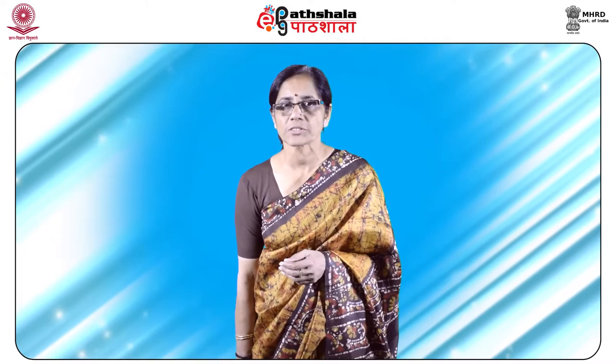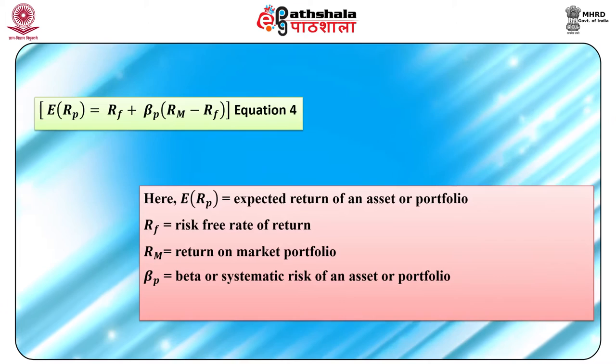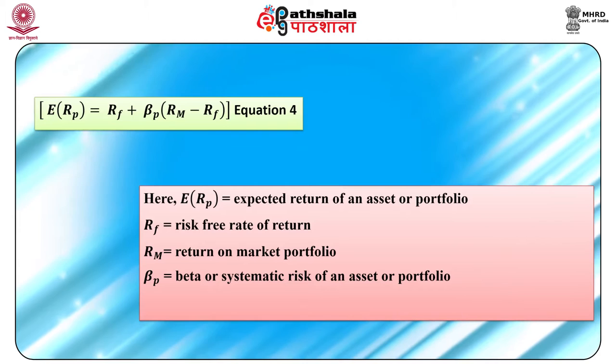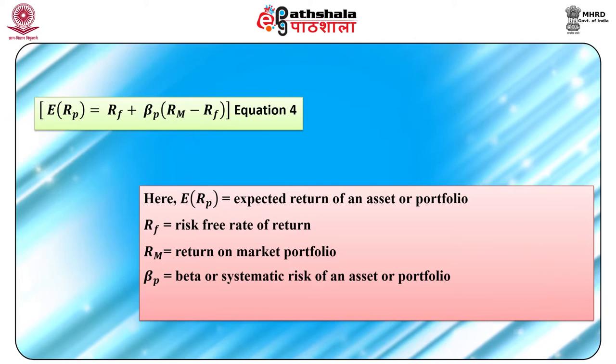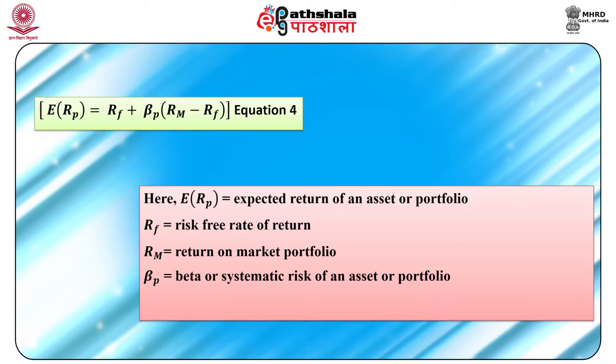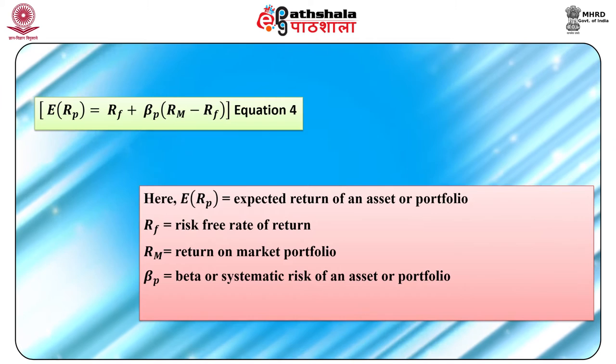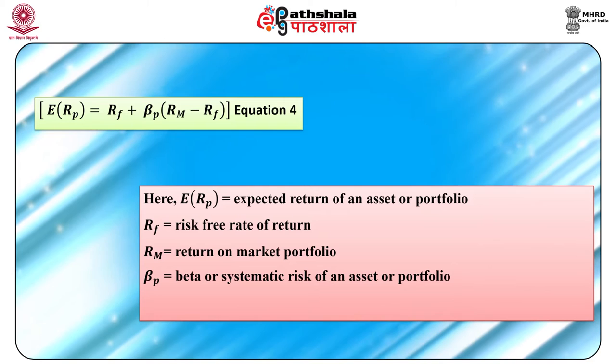This will be the fourth equation. This is given as E(RP) = RF + βP (RM − RF). In this equation, we have used E(RP) for expected return of an asset or portfolio. RF stands for risk-free rate of return. RM is for return on market portfolio. βP is for beta or systematic risk of an asset or portfolio.